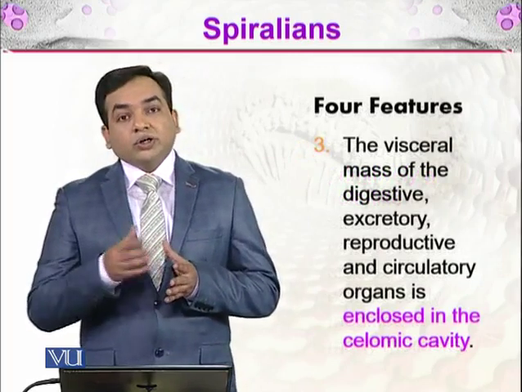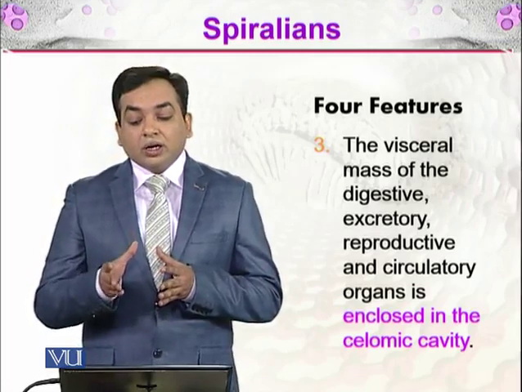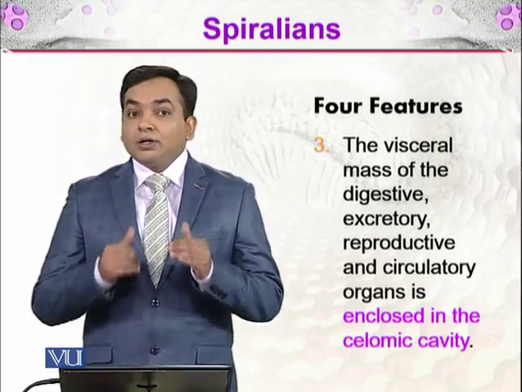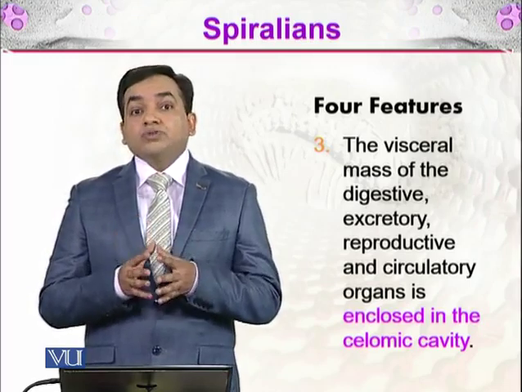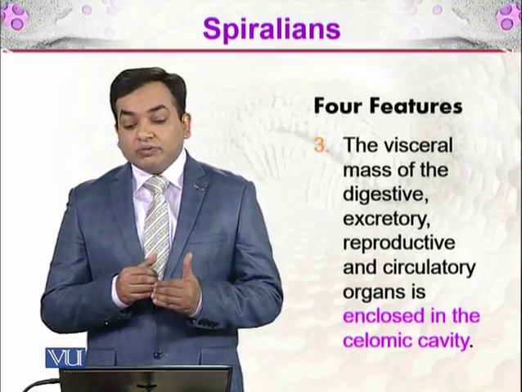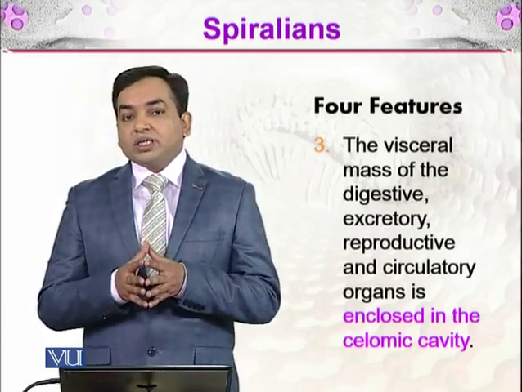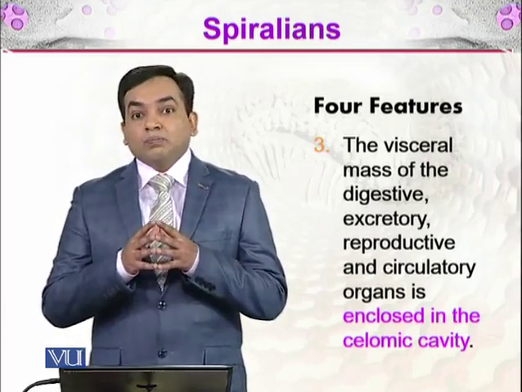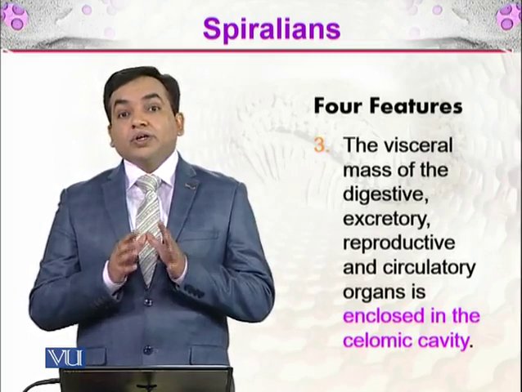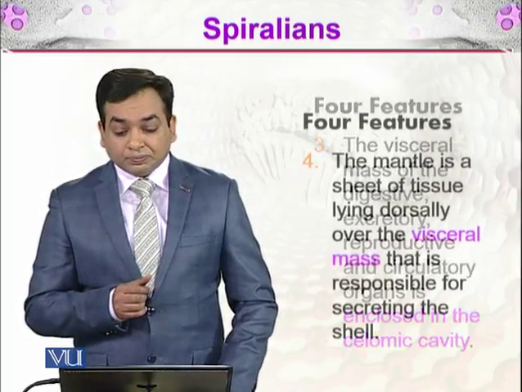The third feature is the visceral mass of the digestive, excretory, reproductive, and circulatory organs, and all of it is enclosed in the coelomic cavity. So the fourth feature, the presence of a coelomic cavity, includes all the reproductive, digestive, and excretory organs. We have discussed that the mollusks are the most complex of all the life we have discussed before. So there is another adaptation of a coelomic cavity in which all those specialized structures are enclosed.